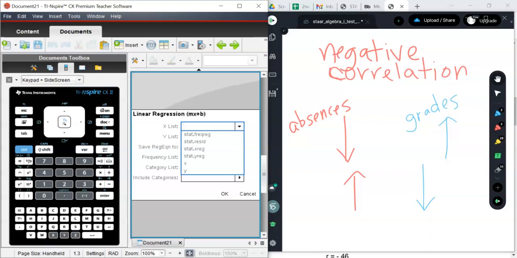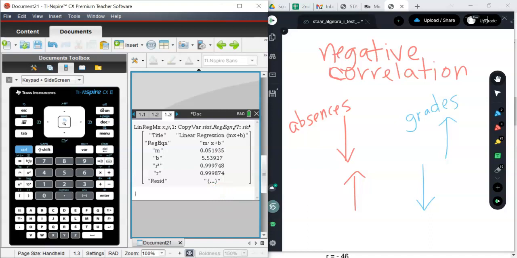Well, what was our X list? It was X. So I'm going to choose X as my X list. Y is my Y list. Now, if you hit this arrow to the side here, it brings up all of the lists that you've used already. So we used X already, it's already in the system, and we used Y already, so you could do it that way. We're going to keep everything else the same, and it's going to run your regression.